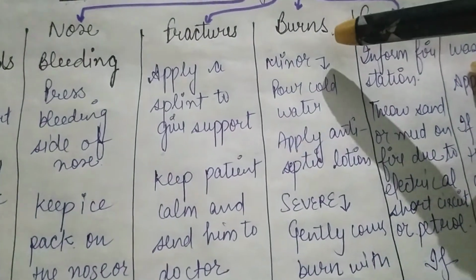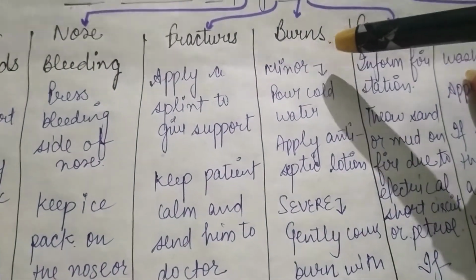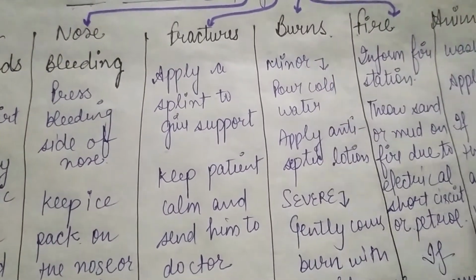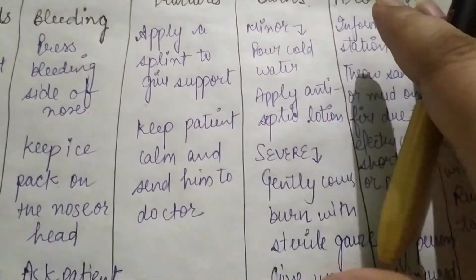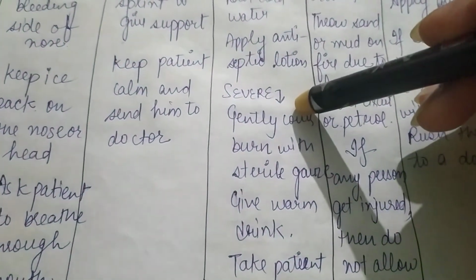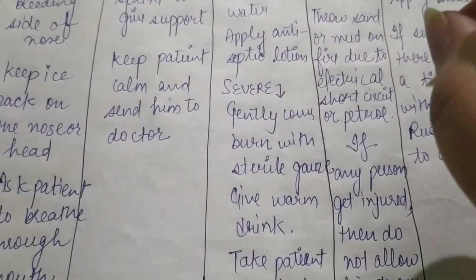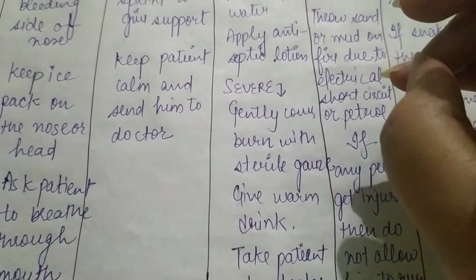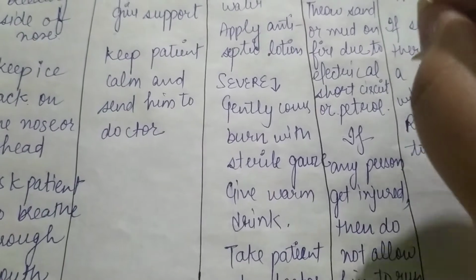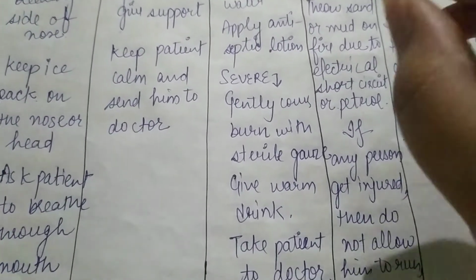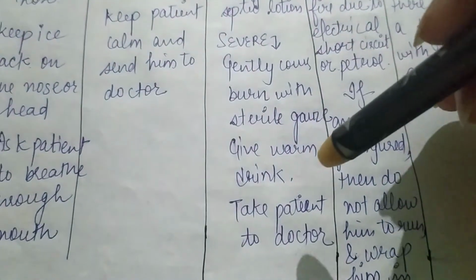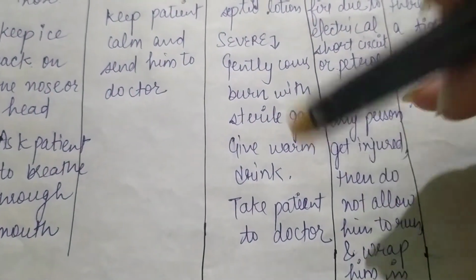Now, what if someone gets burns? If the burn is minor, then pour cold water and apply antiseptic lotion simply. But if the burns are severe, then gently cover the burn with sterile gauze. Give the patient a warm drink. Do not give anything cold. Give a warm drink. Then take the patient to the doctor for further medication.